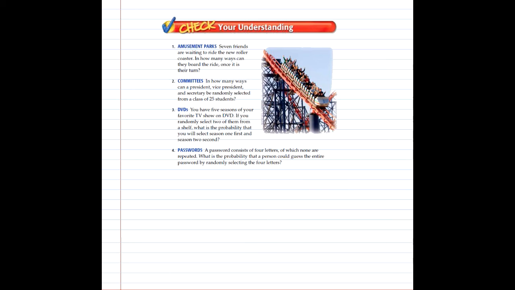Problem number 3. You have 5 seasons of your favorite TV show on DVD. If you randomly select 2 of them from a shelf, what is the probability you will select season 1 first and season 2 second? Well, 5 ways you can select the first one, 4 ways you can select the second one. 5 times 4 is 20. Because it's probability, it would be 1 successful outcome out of 20 possible outcomes.